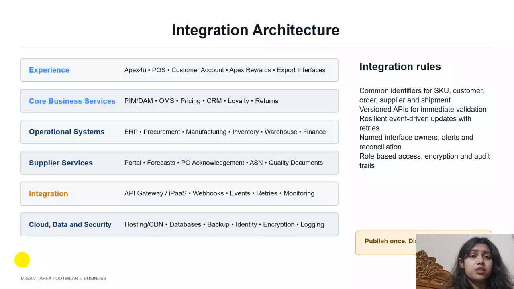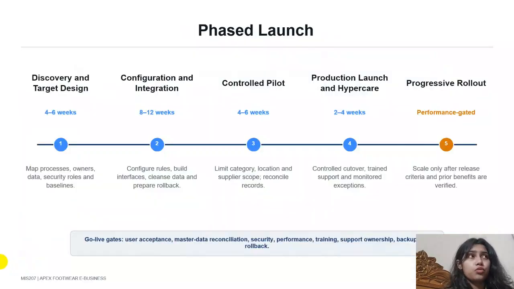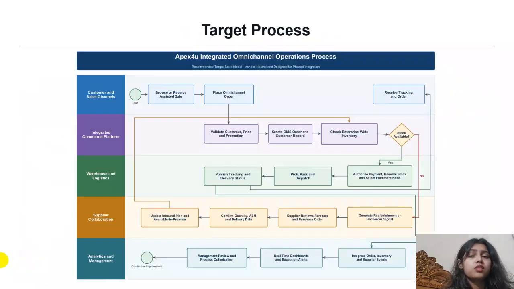The main principle is very simple, which is publish once and distribute automatically. This reduces repeated data entry and keeps information consistent. Next, target process. This slide shows the target process.